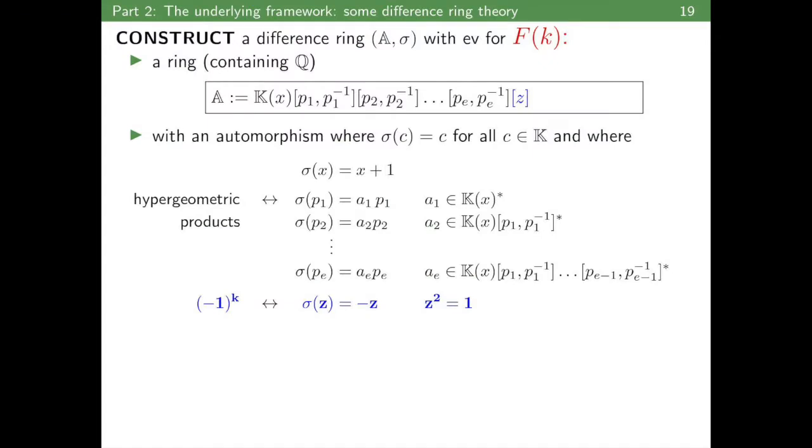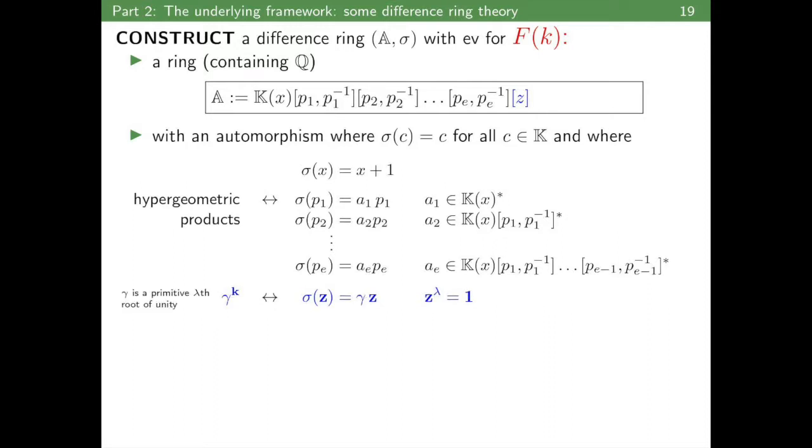The world has to deal with (-1)^n. In addition, if you shift z, it's minus z, because if you shift k in the alternating sign, you get -1 times (-1)^k. And more generally, the inner guy can be a primitive lambda-th root of unity. Then you have the property that z to the lambda is equal to 1. Lambda is the minimal number, the order, and if you shift it, it's gamma times z.